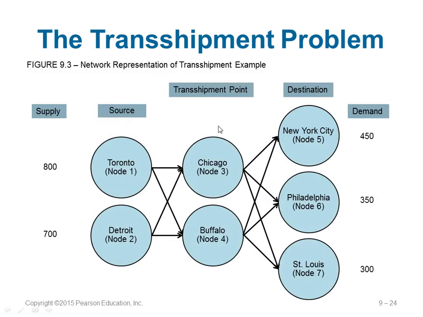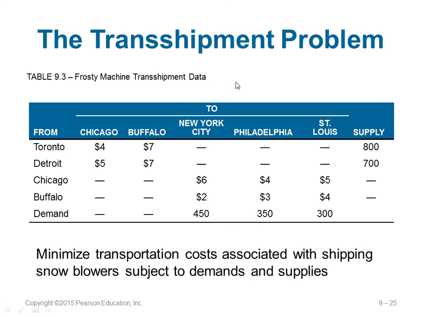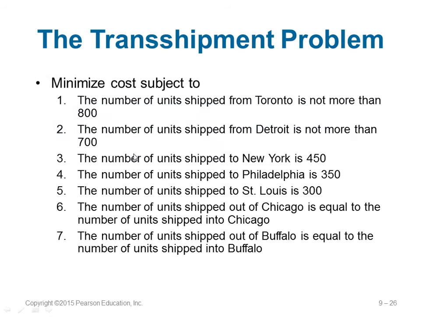Why it's called transshipment? Because there is an intermediary, which is called a transshipment point. And the rates are given. If I want to transfer from Toronto to Chicago, it is $4, and so on and so forth. All the rates are given here. Demand for each of the destinations is given. Supply for each of the sources is also given. So we need to minimize the cost out of it. How to minimize? Based on some constraints here.